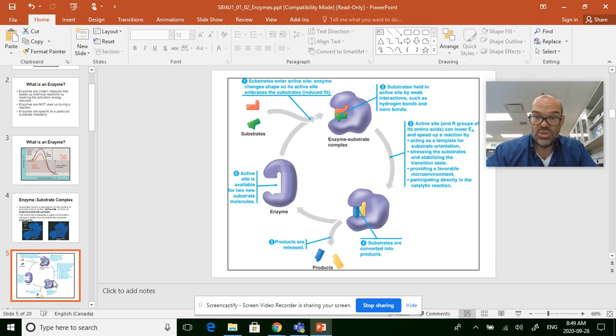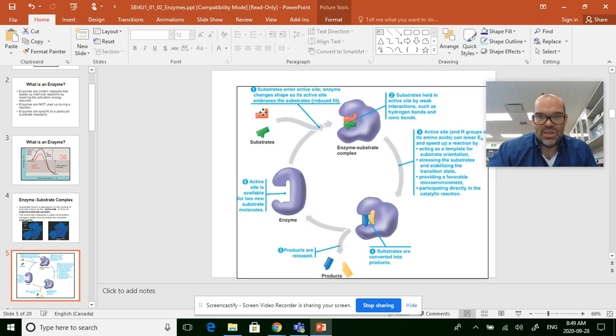Here's that picture I showed you a second ago. In this example, you have two substrates. So this is catalyzing, if you remember back from grade 10, like a double displacement reaction. It's not that simple in your body, but same sort of idea.